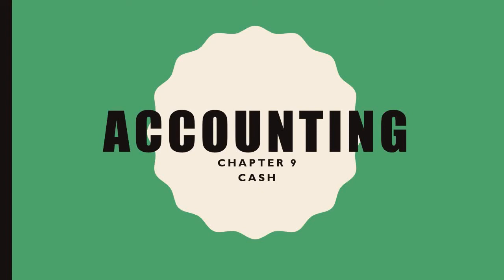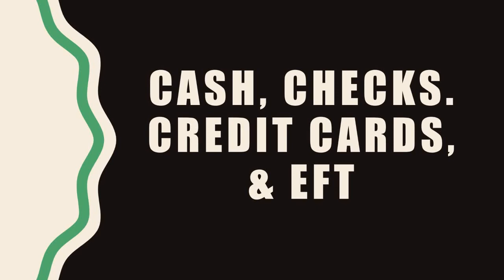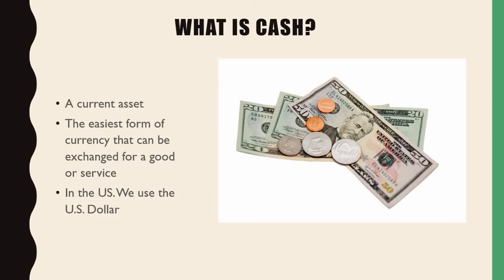So in this case, right, we're going to take a look at the first chapter here, which is chapter 9, which is about cash, okay? So cash, credit cards, and EFTs, okay? So first off, what is cash?